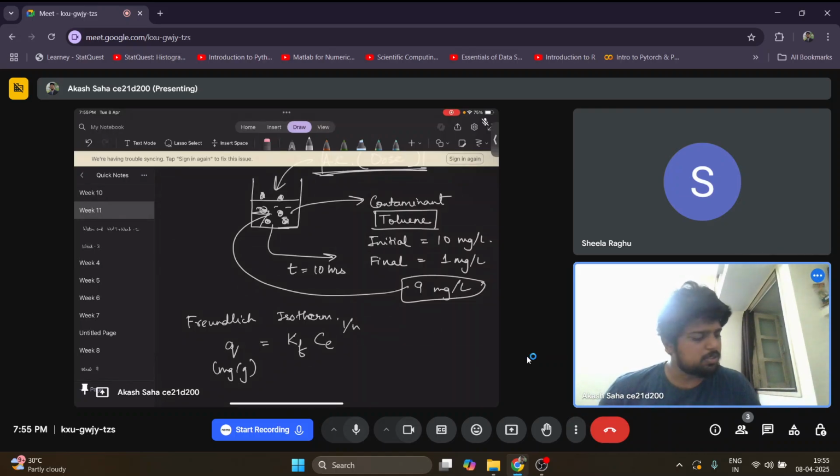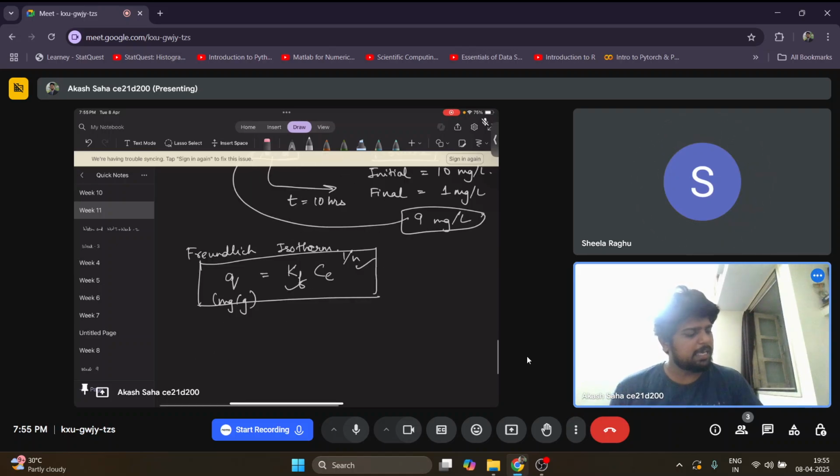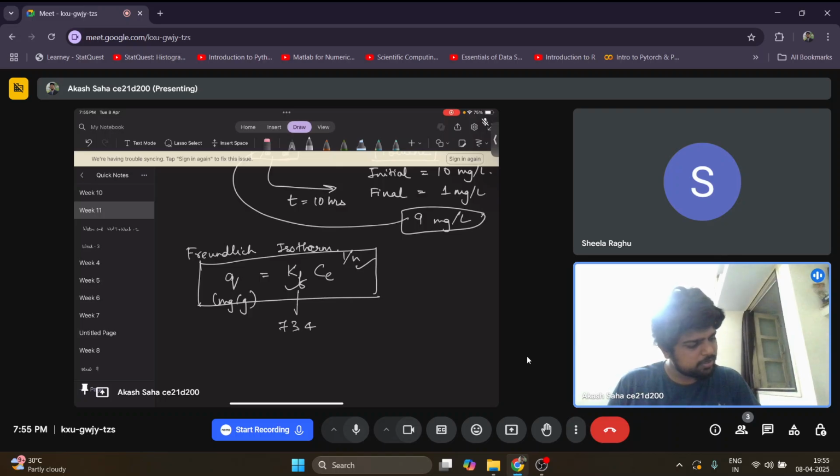Okay, so these two are constant. These things are based on the adsorbent and whatever isotherm it is following, so Kf and 1/n. In a question, generally this equation is given to you. In the last problem, the Kf value was, I think, around 73.4, and this 1/n was given as 0.365.